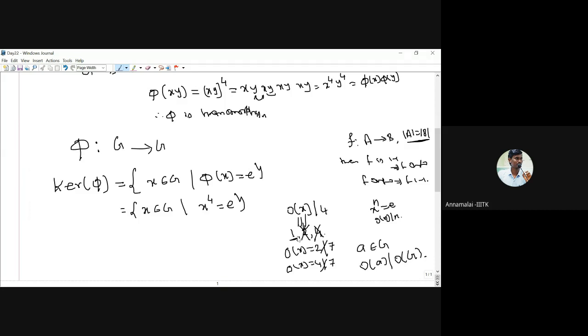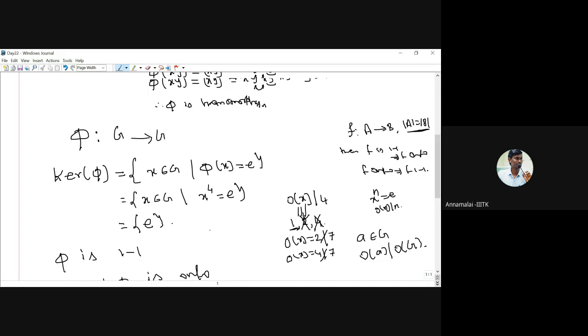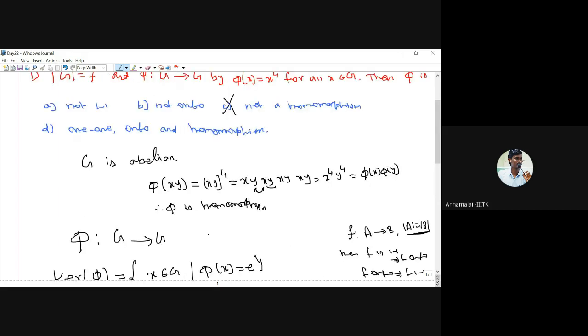An element whose order is 1 must be the identity element. So the kernel contains only the identity element. Since the kernel contains only the identity element, the function pi is 1 to 1. Since pi is 1 to 1 and the domain and codomain are finite sets of the same cardinality, pi is onto. Therefore, pi is 1 to 1, onto, and a homomorphism. Therefore, the correct answer is the 4 to 1 option. All others are false.